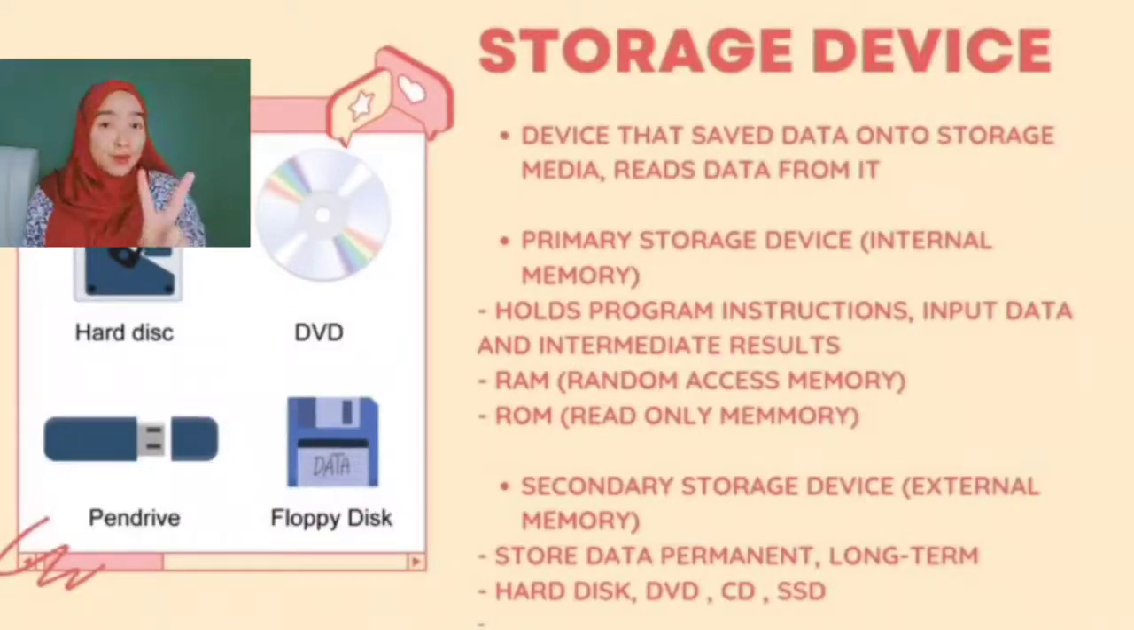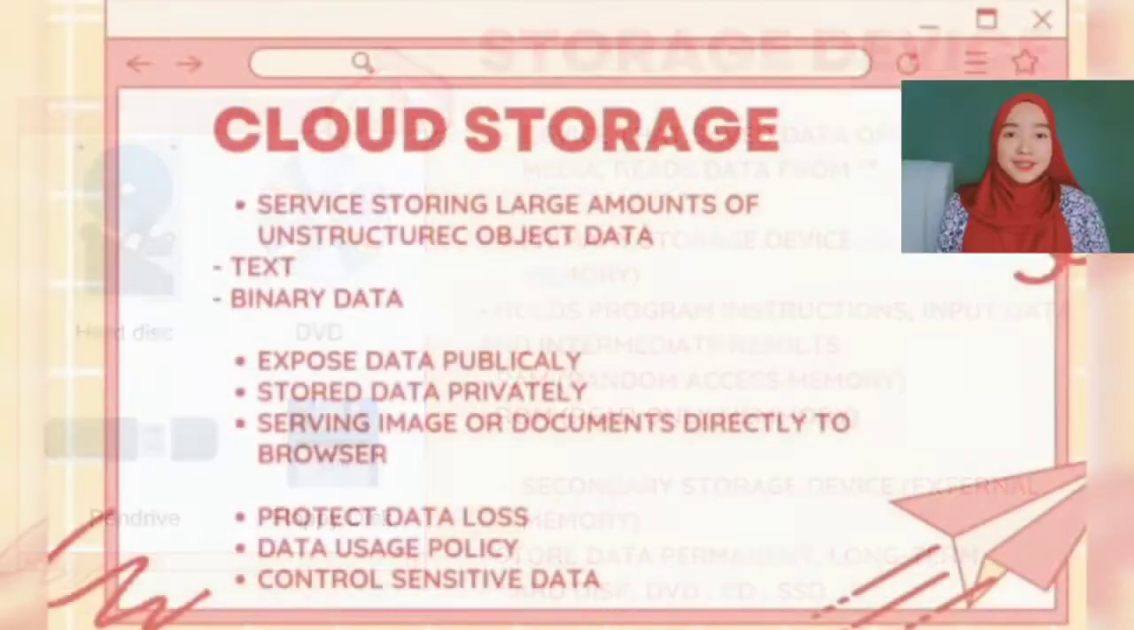There are two types of storage device, which are the primary storage device that holds program instructions, input data, and gives intermediate results, such as RAM and ROM, and the secondary storage device, which holds data permanently for a long term, for example, DVD, CD, SSD, and also hard disk.